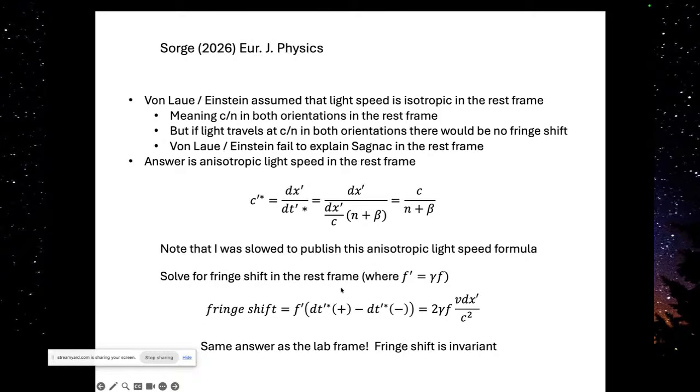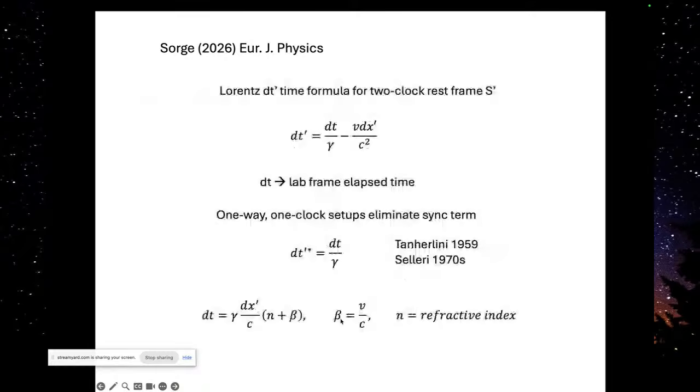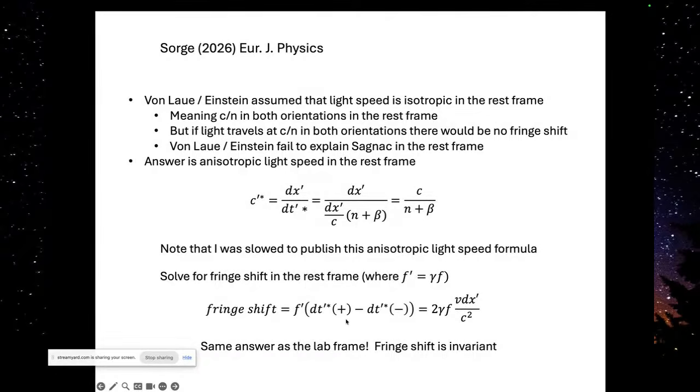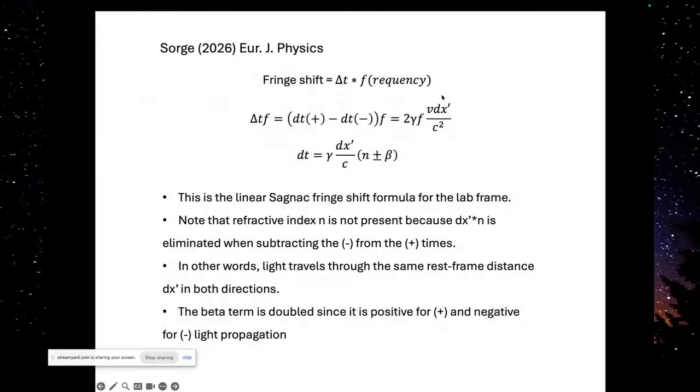Okay. So solve for fringe shift in the rest frame. Here's the other thing: if you use von Laue's formula to solve for fringe shift in the rest frame, you don't get it. You get a 0, as I explained earlier. So what I did is I just worked out the math in the rest frame to show that if we compute dt prime star, which again is simply dt divided by gamma without this clock offset term, if we compute dt prime star plus and minus, we get the same answer as in the lab frame. And this has been reformatted into lab frame dimensions, so we get the same answer as we get in the lab frame.